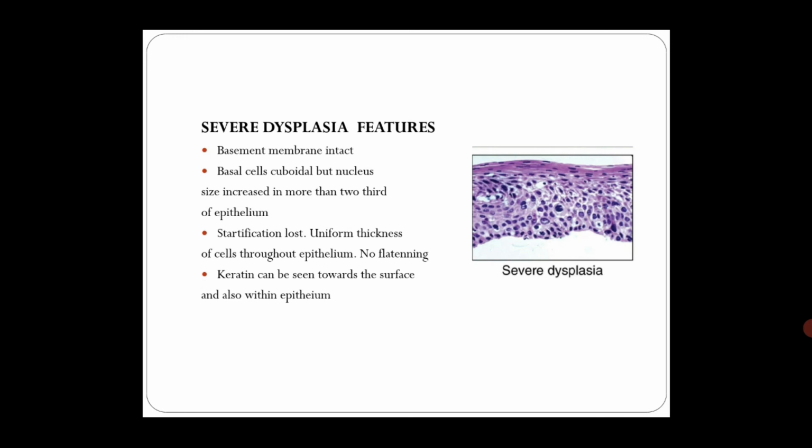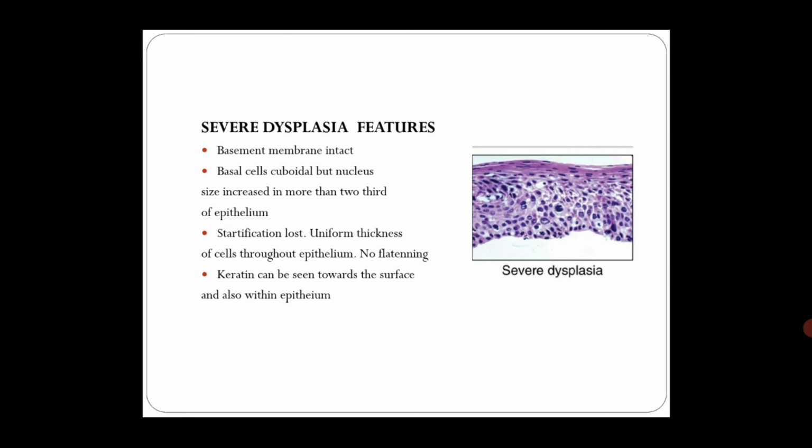Now coming to severe dysplastic features, again the basement membrane is going to be intact. Then the basal cells will be cuboidal, but the nucleus will increase in size in more than 2/3 of the epithelium. Stratification will be lost, with uniform thickness of cells throughout the epithelium. There will be no flattening. Then keratin will be seen towards the surface and also within the epithelium. Now this is the difference.